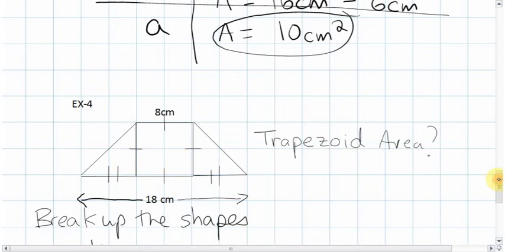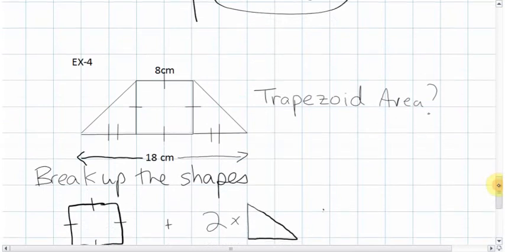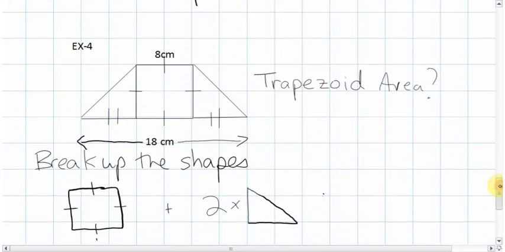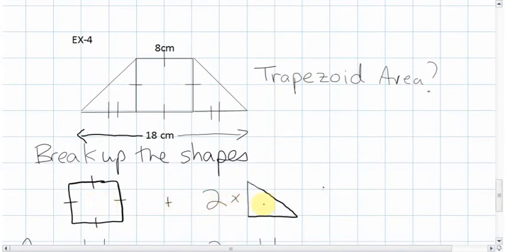So when we break up the shapes, we should get something like this. The area of that square plus the area of these 2 triangles, which are identical. They have the same height. Those 2 lines mean that they have the same height, and they have the same base. So this is the setup for that question.